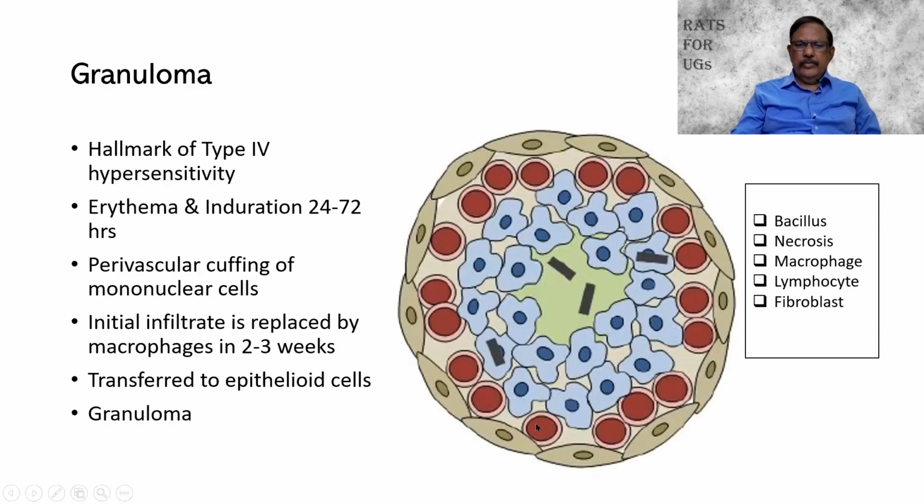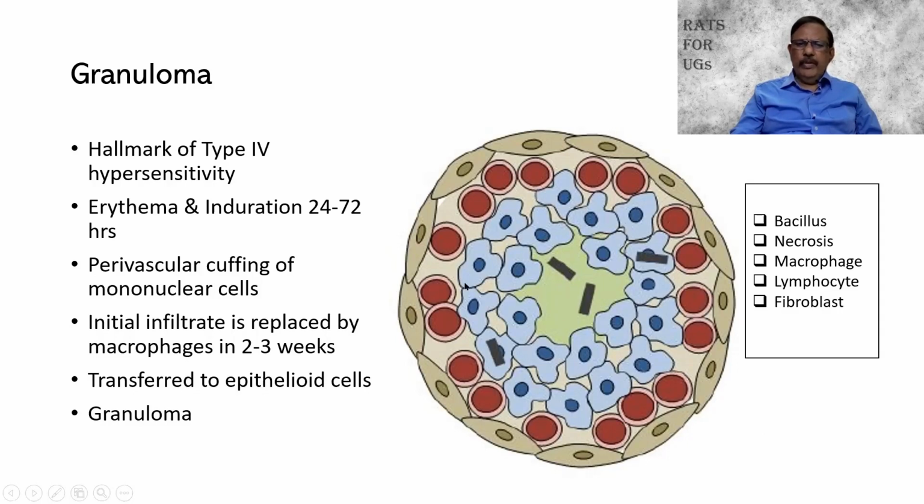This is a hallmark of the reaction, and this is an age-old story you know. There is a central area of necrosis. That is why it has been described as destruction of the cells. These are the bacilli which persist. Surrounding it, there will be the macrophages, but later on they become modified into epithelioid cells, resembling epithelial cells.